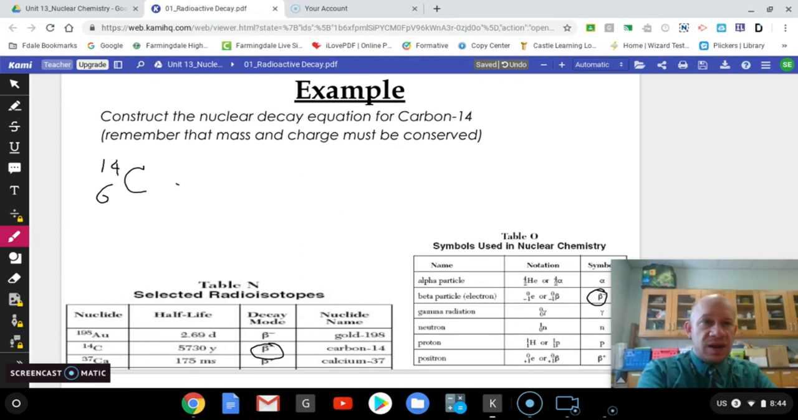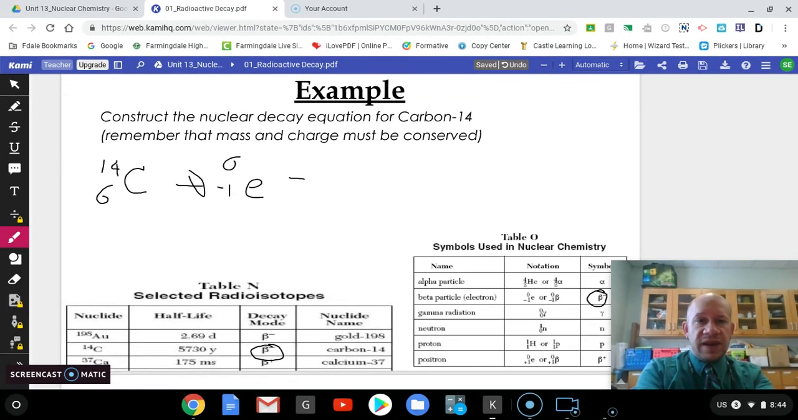So we know when carbon 14 decays, one of the particles will be that beta particle. And to figure out what's left over, I need to have my top number, 14, equal 0 plus 14. And my bottom number has to equal 6. So I have to have a 7, because 7 plus a negative 1 is a 6. 7 is no longer carbon. 7 is now nitrogen. So my new element is nitrogen 14.